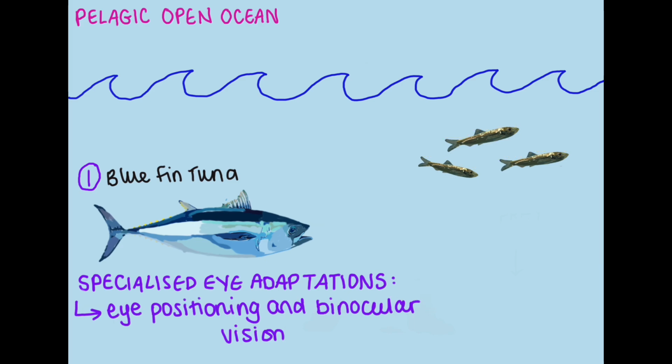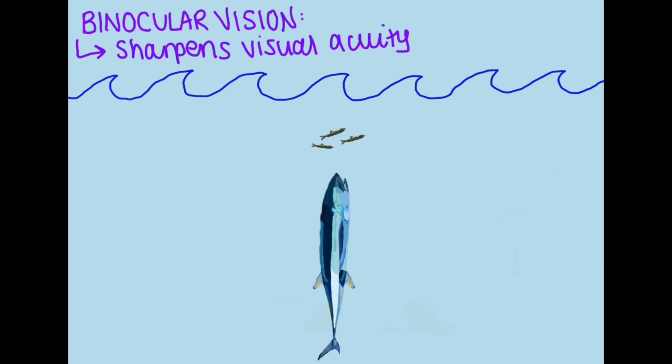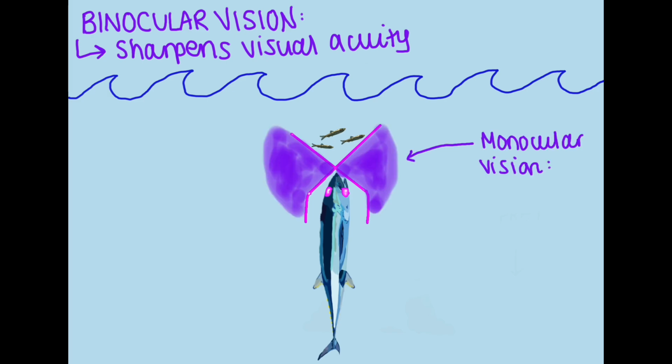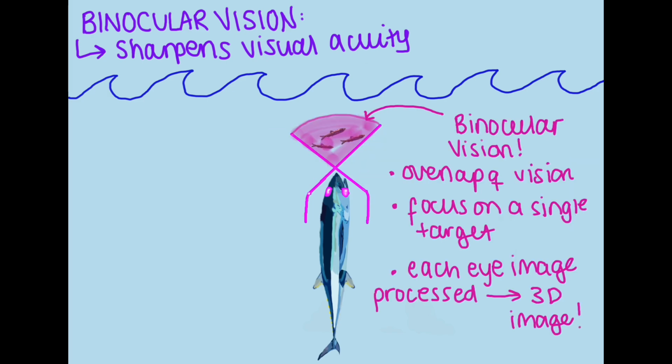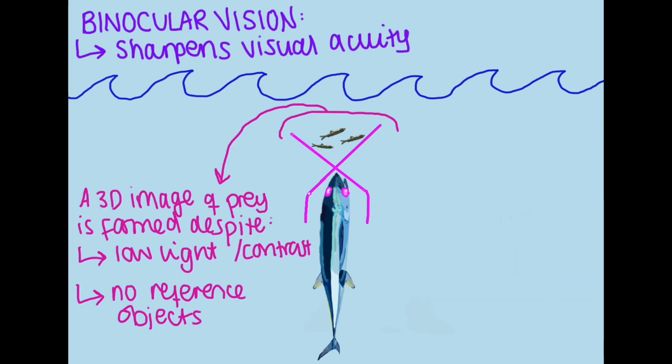They also have their eyes positioned on the side of their heads to improve their binocular vision. When prey are very small and fast-moving, having a large overlap in fields of vision improves 3D images of prey for a moving target. This sharpens visual acuity and gives a 3D image of prey despite the open horizon.